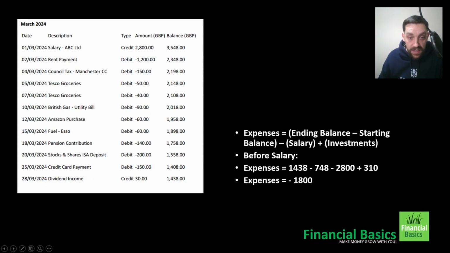We can do it for March again. The ending balance being 1,438. The starting balance 748, which was the ending balance for the previous budgeting period or the previous month, minus the salary again 2,800 plus 310 this time. The reason for the 310 is because in the last transaction on that list, they received a dividend income of 30. So we're taking that off what was invested. We're looking at net investments. So it was the 200, the 140, and then 30 came back. That leaves expenses, and you can check this, as 1,800.